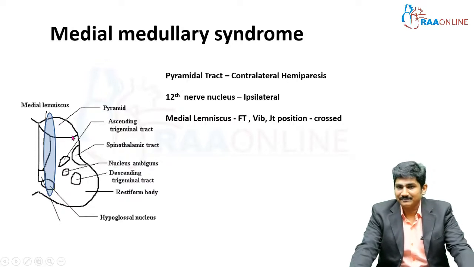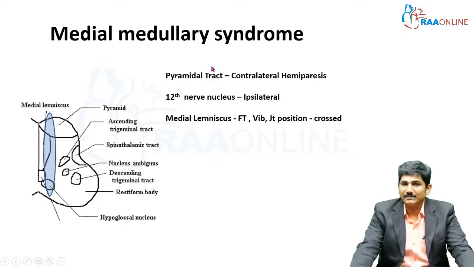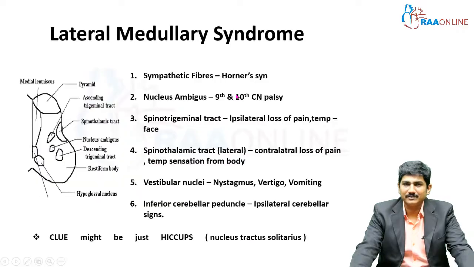Okay, so medially you have the pyramidal tract, so the patient can have contralateral hemiparesis. Medially it has the 12th nerve nucleus, so ipsilateral 12th nerve palsy will be present, and the medial lemniscus, so fine touch, vibration, and joint position will be affected or absent on the crossed side. So this is medial medullary syndrome.